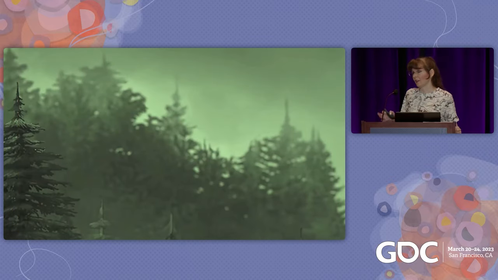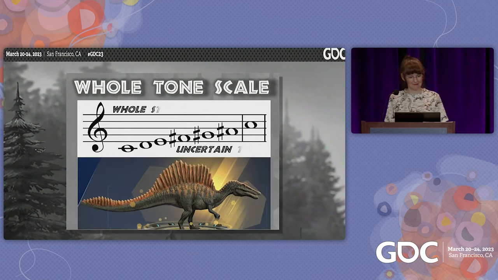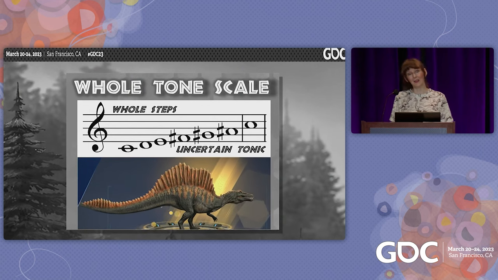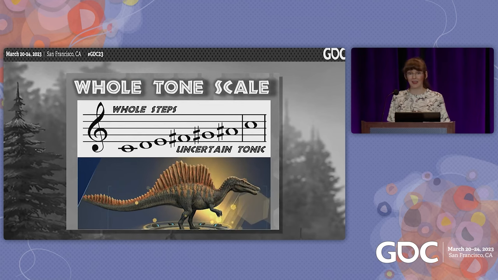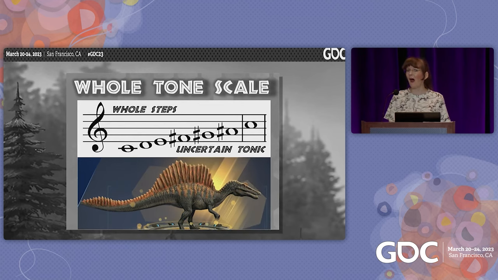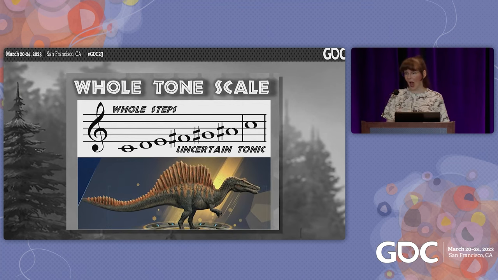While I used the octatonic pretty frequently in this project, I also alternated it with the whole tone scale. Now, this scale consists entirely of whole steps, which means it naturally feels disconnected to a key signature because it's just hard to determine where the tonic is. First, let's check out a combat example.